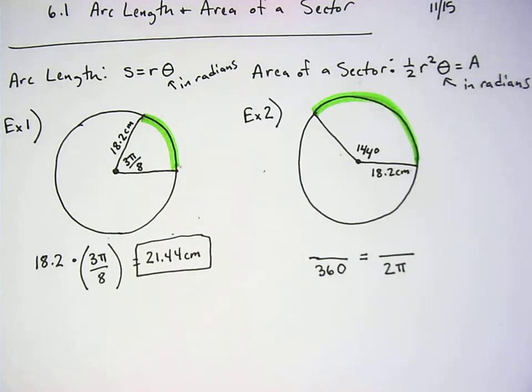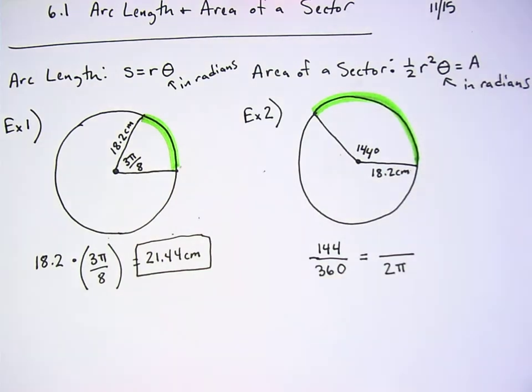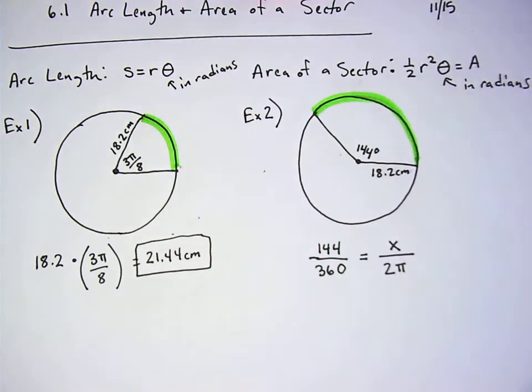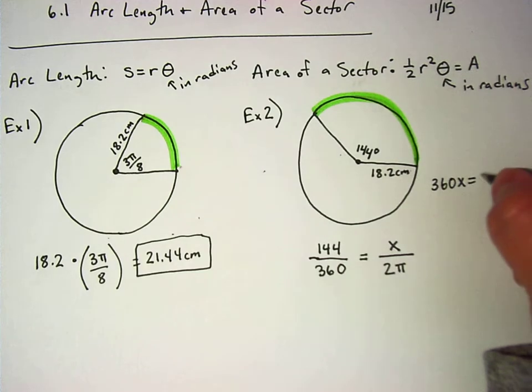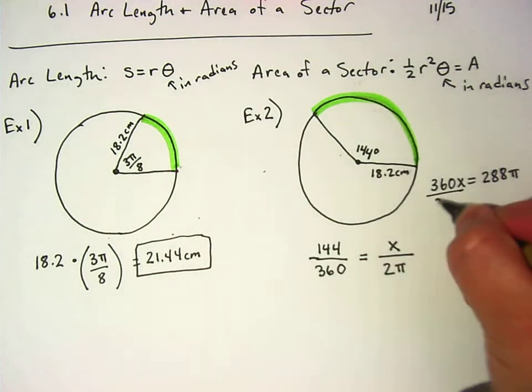How many degrees do we have? We've got 144 out of 360 degrees, and we want to know how many radians that is. Guys, remember how to solve a fraction equals a fraction problem? Cross multiply, yeah. So 360 times x is 360x equals 2 times 144, which is 288 pi. Divide by 360 on both sides.